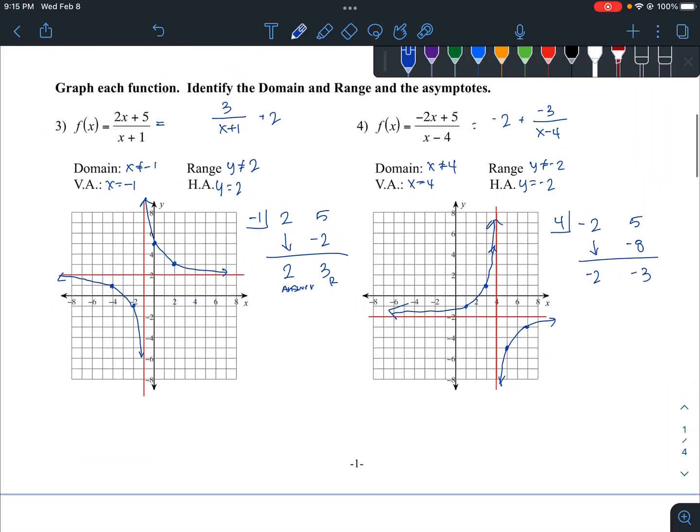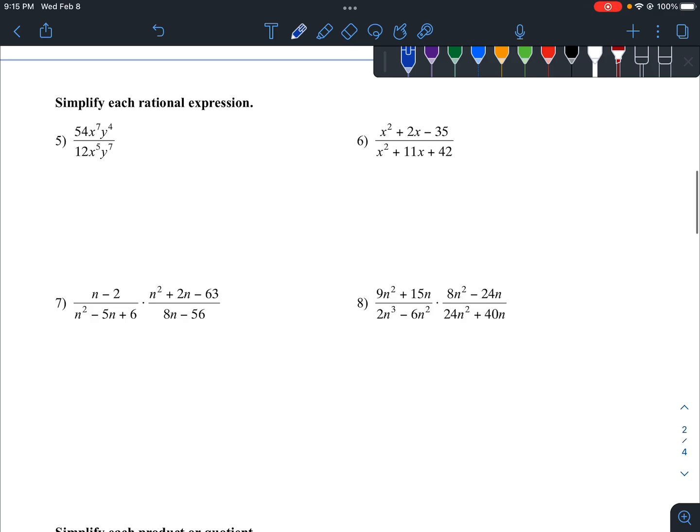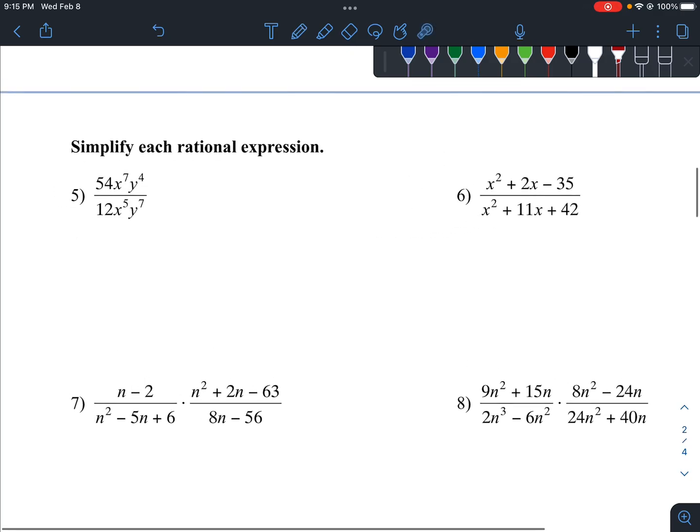Okay, so that's graphing. Alright, simplifying rational expressions. So in this case right here, this is all one term, so one monomial, just with two different variables and constants. So these ones are pretty easy. You just have to simplify constants, variables, and variables.